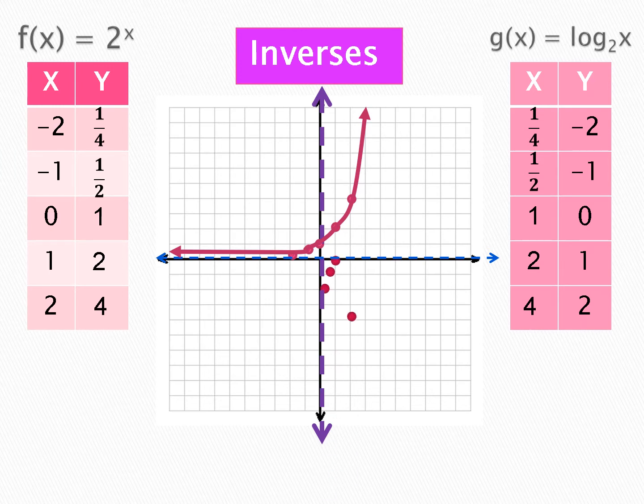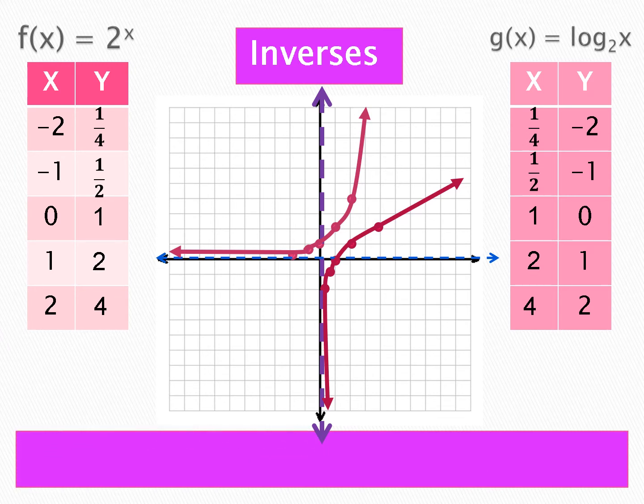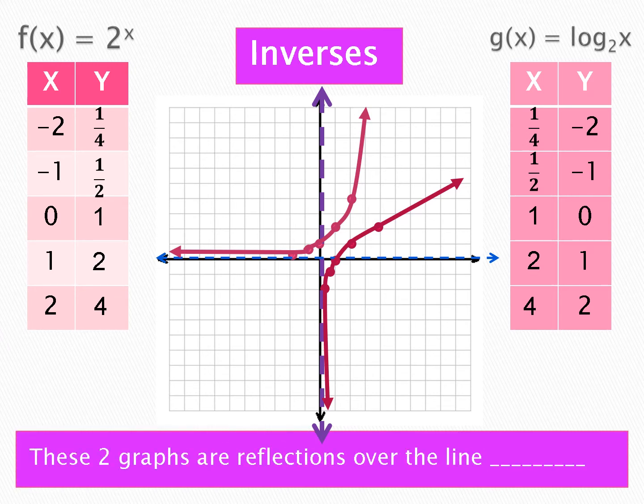Then I plot my points and connect the dots. See, it looks kind of like a butterfly, which is exactly how it's supposed to look. So we can say that these two graphs are a reflection over the line y equals x. So just remember, since they are inverses, any inverse is a reflection over the line y equals x. That hasn't changed since August, so that's just to remind you of that fact.